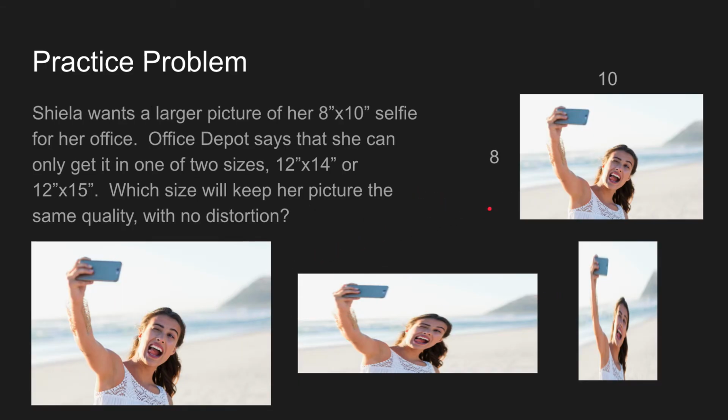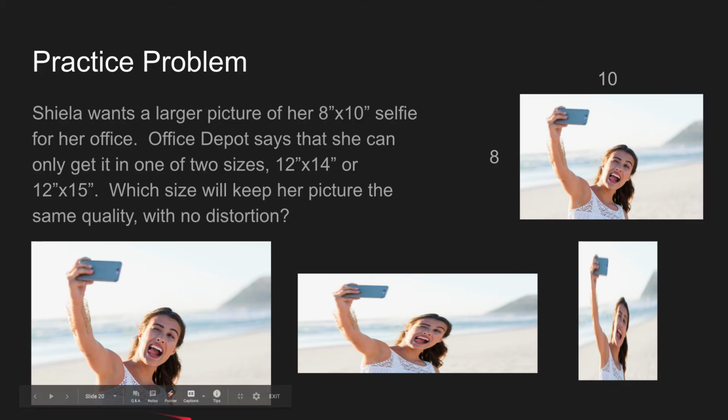Interesting how that works. All right, so here we have another practice problem. Sheila wants a larger picture of her 8x10 selfie. So here's her 8x10 selfie. Office Depot says that she can only get it in one of two sizes. She can get it in 12x14, or she can get it in 12x15. So which of those two sizes will keep her picture the same quality with no distortion?